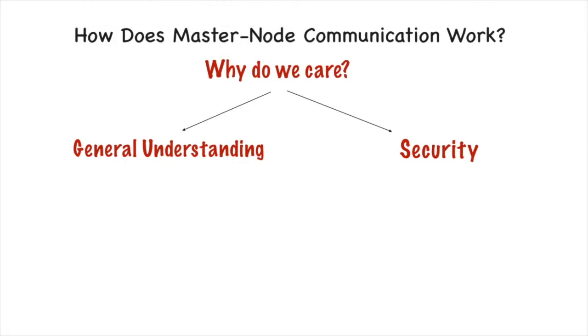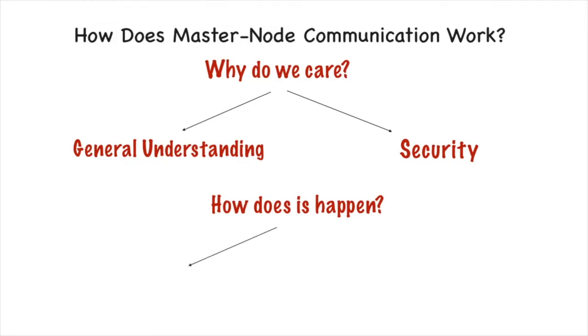As we shall see, there are some aspects of master node communication which are not very secure by default, and we then might want to mitigate those security considerations either by moving to a public cloud platform or by tweaking the configuration settings of our Kubernetes cluster to tighten network security. So this is why we should care about how master node communication happens. Let's now plunge into how that communication happens.